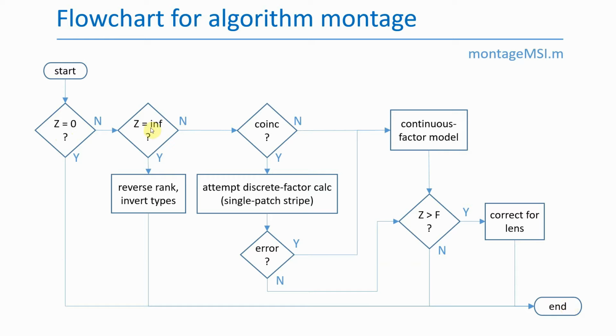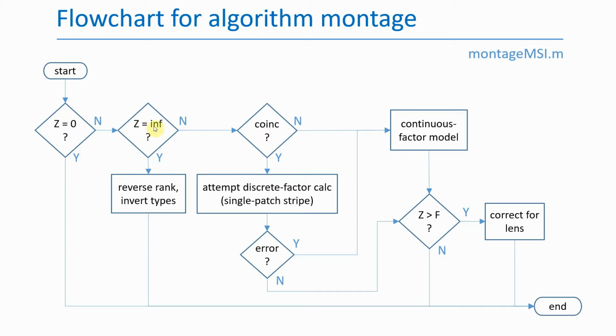Next, if z is at infinity, or over a certain threshold, then it corresponds to the rear flat in the lensed configuration. For this special case, the calculation is particularly easy. It's the rule we learned in Lecture 2. We reverse the rank and invert the types in the factor chain, and that tells us the pattern.